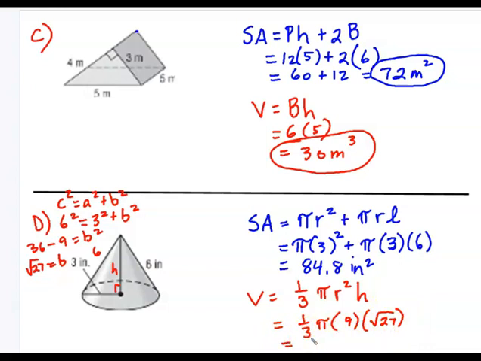So let's just calculate this. Pi times 9 times the square root of 27, and then we'll just divide that by 3. And that is 48.97. So we'll just go ahead and say 49.0. And this will be cubic inches.